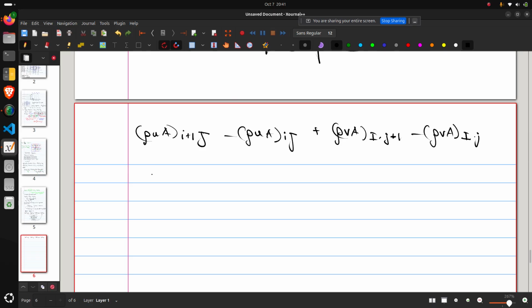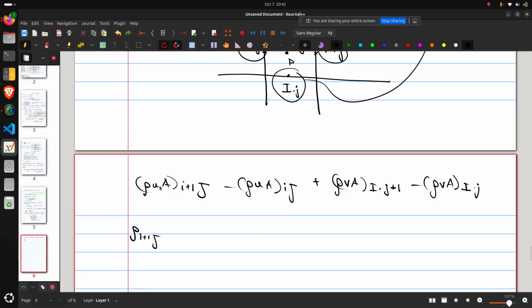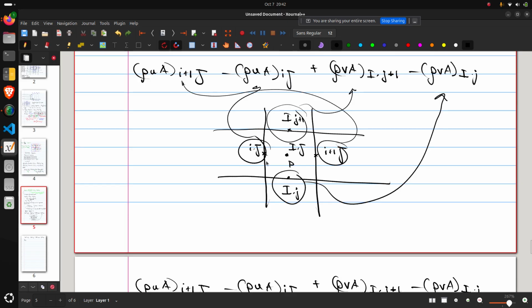This will be what? Okay, for rho and A we have the values at small i plus 1, capital J, but for U we do not have, right? Small i plus 1, capital J. Yeah, we have all of them. So rho at small i plus 1, capital J, we have all these values. U also, at these points we have, because this is the staggered grid cell center. So we have the values of U that we need.